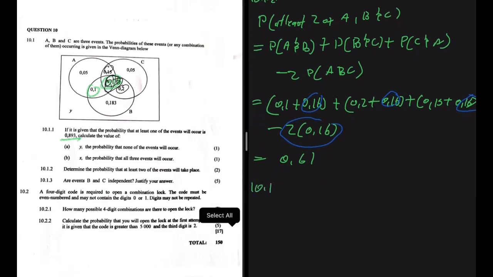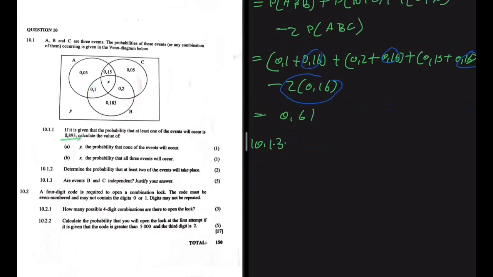Let's do 10.1.3. It is saying, are events B and C independent? Justify your answer. We have solved a very similar problem in the past. So what we have to do now is stick to the definition. What does it mean when two events B and C are independent? By definition, two events B and C are independent if the probability of B and C is equal to the probability of B multiplied by the probability of C.